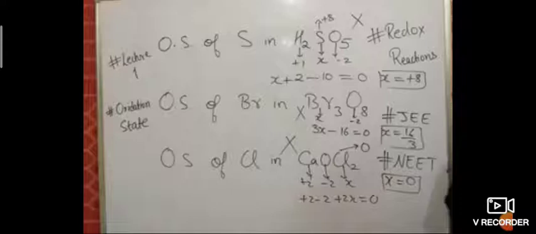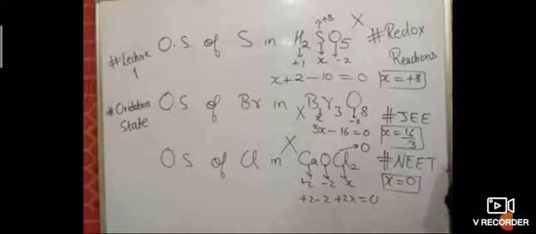So one element, if it is combined with another element, its oxidation state will differ. Suppose the oxidation state in SO2: sulfur in SO2 is +4 because of the removal of 2 oxygen atoms. At the same time, when it is combining with another element, that oxidation state will change. So here, the oxidation state of sulfur in H2SO5.